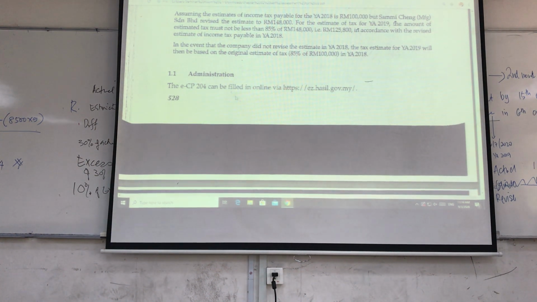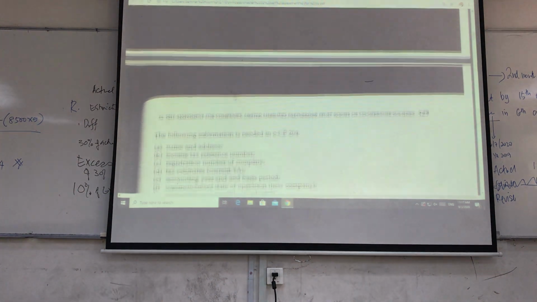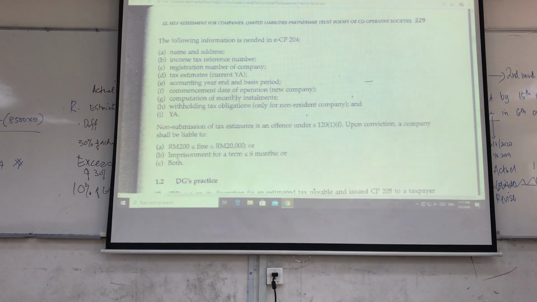Now, because there's online filing, you can submit your estimate online as well. You can submit that through eCP204 via easyhasil.gov.my. So who is actually submitting this? The employer, the company, right? Not the individual, not the employees. So the company has to submit CP204, right? And these are the information you have to provide.